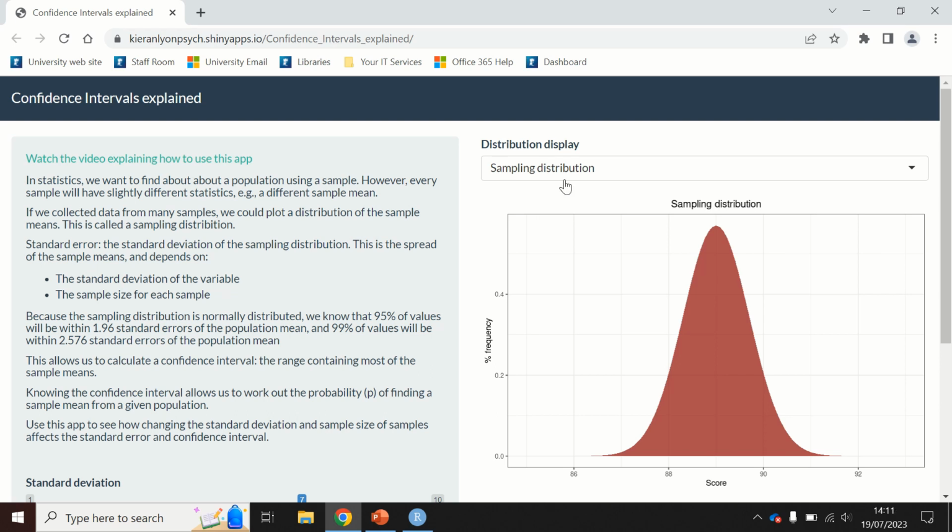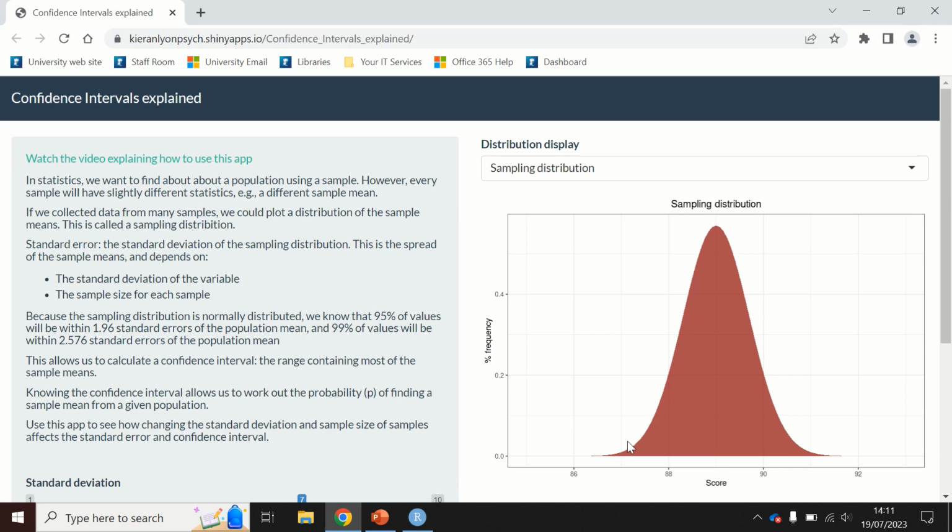So if you go to the top here for distribution display, you can change what's being shown. This is a distribution of these different heights. So it's not heights, it's a distribution of sample means. Most of the means are up here. There you go, the average, here, what is that, 89. And the further you move from the average of the averages, the fewer there are. So there aren't many samples with this mean, there aren't many samples with this mean.